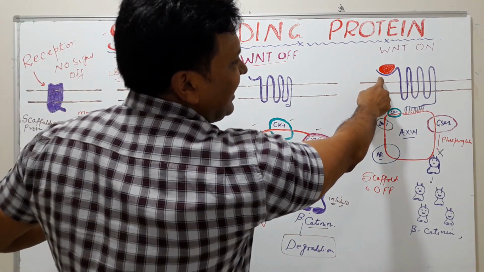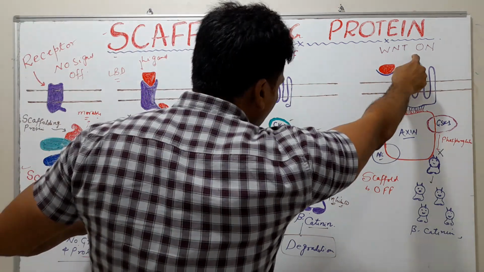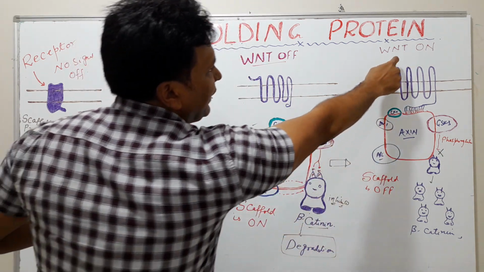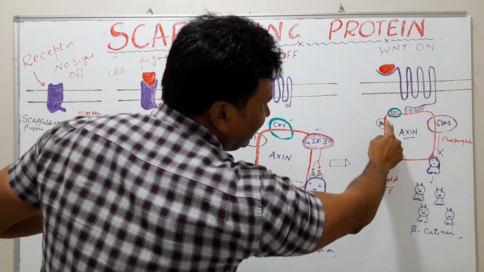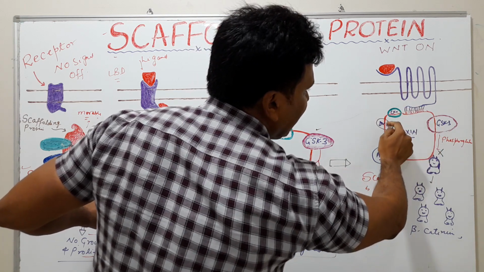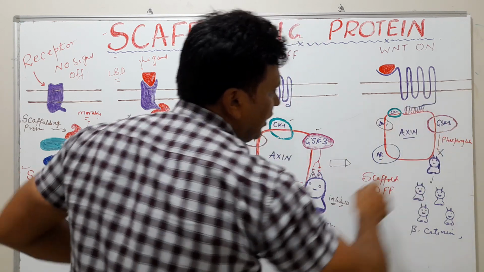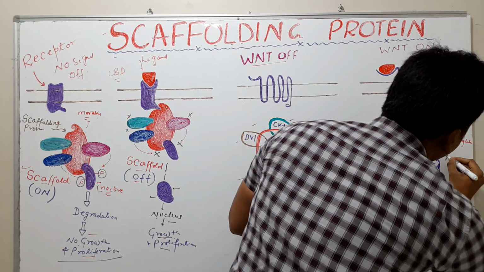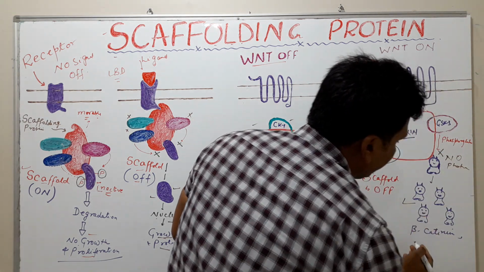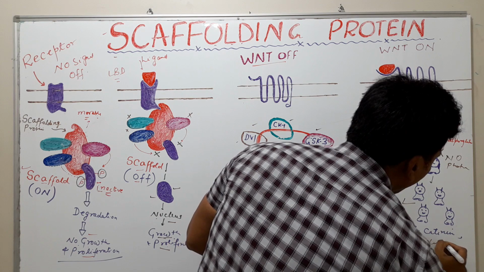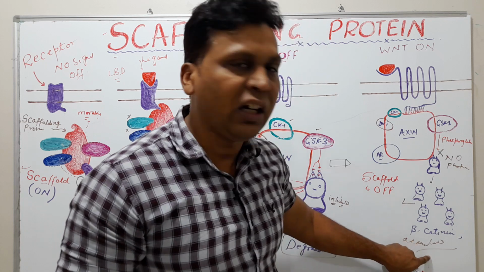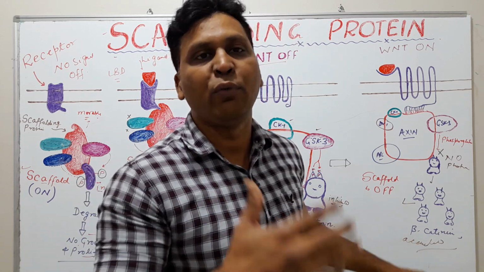Now, when the ligand binds to the WNT molecule, then WNT becomes on. Here it was off, now it becomes on. When it becomes on, this scaffolding protein attaches with this receptor and these protein kinases are kept inhibited. Now there is no phosphorylation on the beta catenin molecule, and this beta catenin accumulates inside the cell, goes to the nucleus, binds to the nuclear machinery and helps in growth and proliferation.